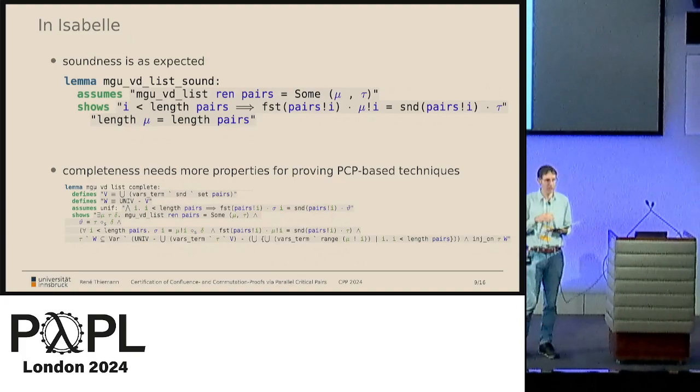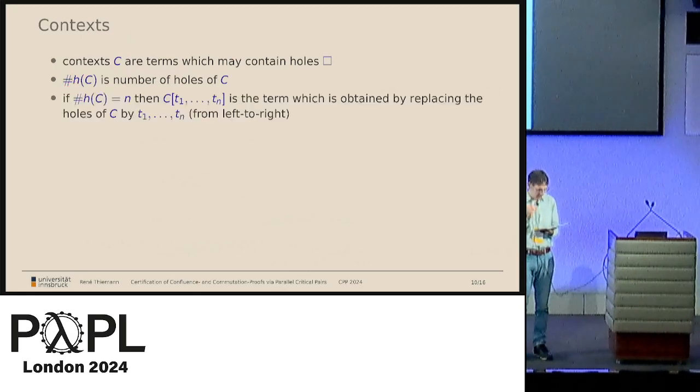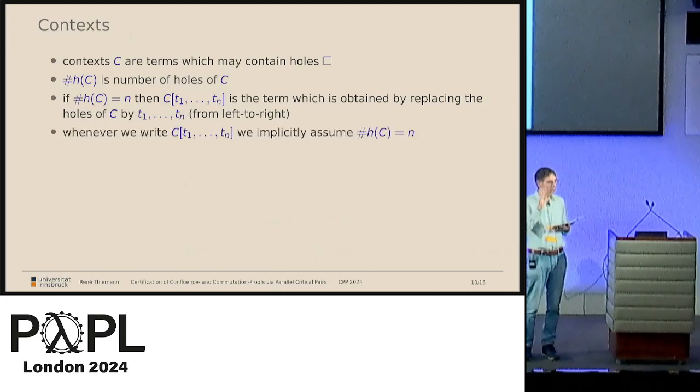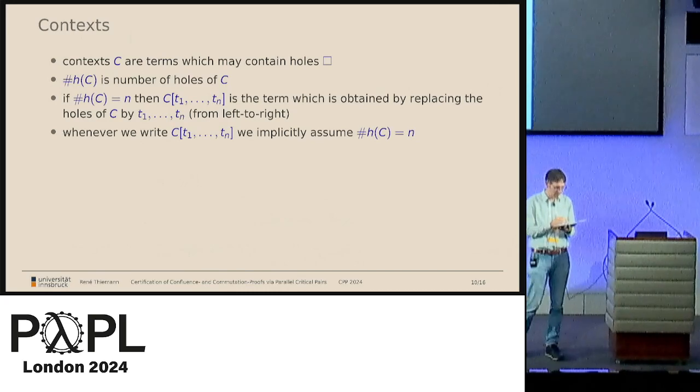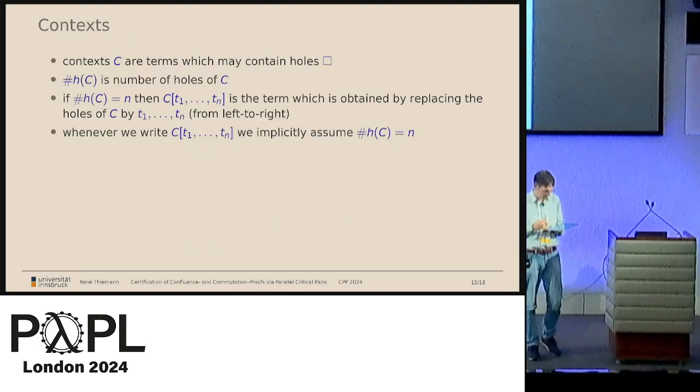Now let's move on to the definition of parallel critical pairs via context. I will briefly introduce context. A context is just a term with a hole where you can plug in a term later on. A context can have many holes, and we write the number of holes with this hash h. And then we write C[t1, ..., tn] for plugging the terms into a context. The only assumption that we need for such a context is that if we plug something into a context, the number of holes matches the number of terms. So we disallow too few or too many holes. But this is a very simple minor side condition.